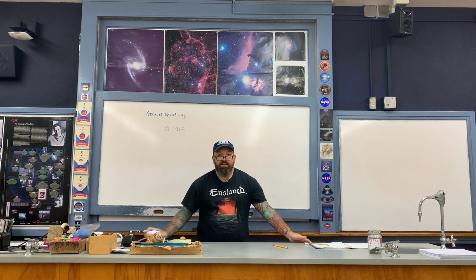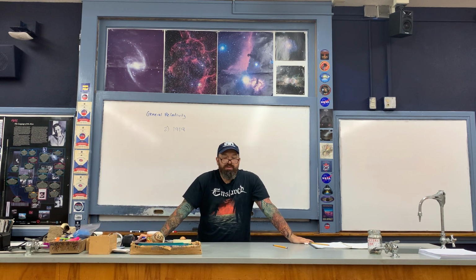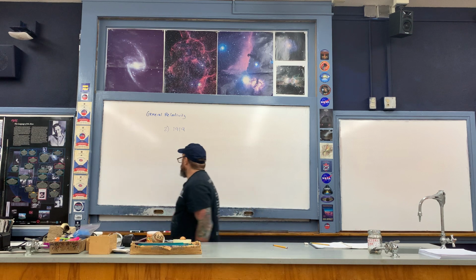Okay, in May of 1919, there was a solar eclipse. Now, the solar eclipse itself is not all that important. However, during a solar eclipse, the moon is blocking the sun, and therefore you could very easily look at the space that is very close to the sun. According to general relativity, the following should happen.